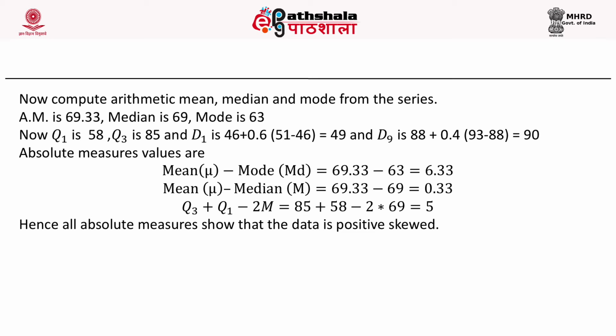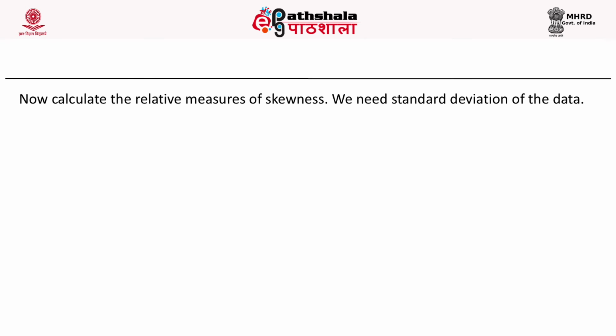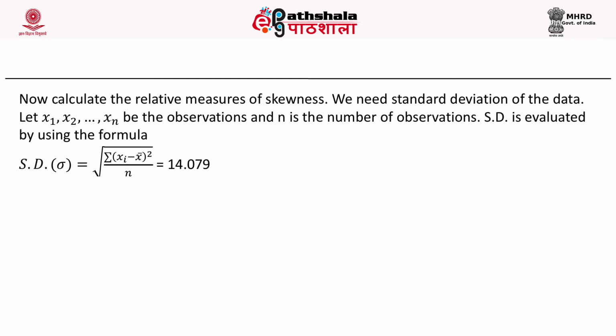Q3 plus Q1 minus 2m is equal to 5. Hence all the absolute measures show the data is positively skewed because the value is coming out to be positive. Now calculate the relative measure of skewness. We need standardization of the data, so for that we have to use the formula for standardization.